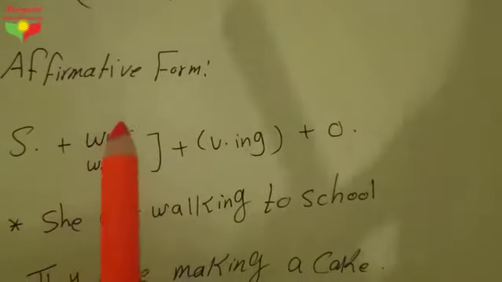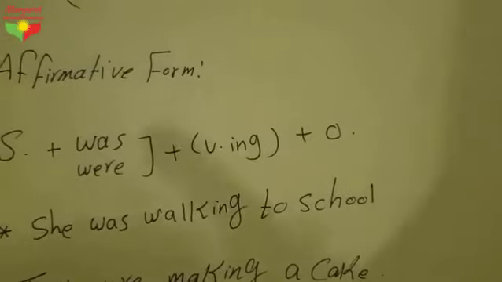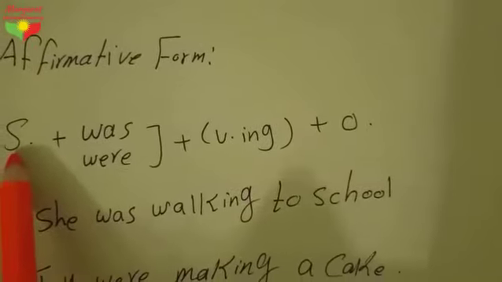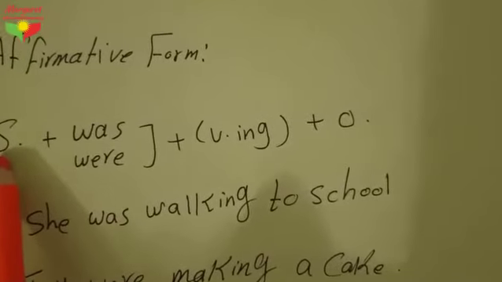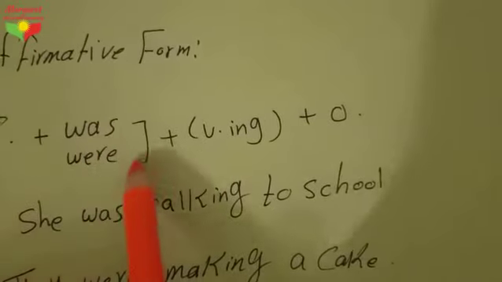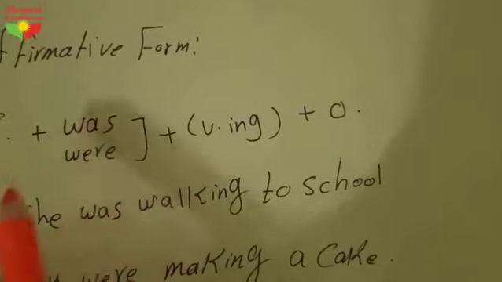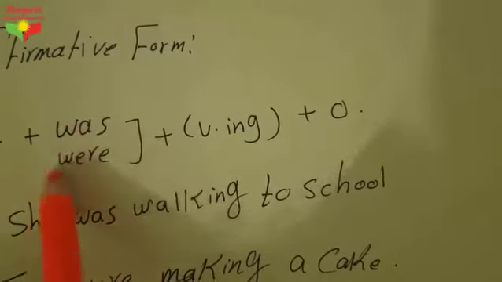We make past continuous sentences in the affirmative form with the subject, the subject pronouns like he, she, it, they, we, you. Then we have the verb to be in the past form, the verb to be in the past form.